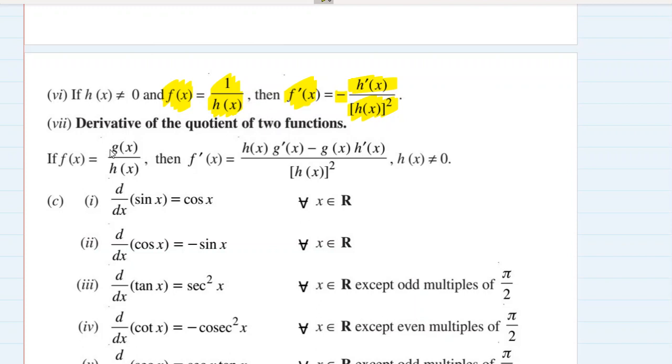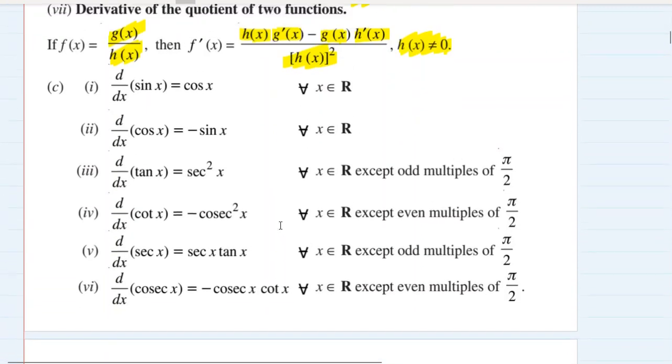Then the quotient rule, the derivative of a quotient of two functions. Two functions are in the numerator and denominator, they are divided by each other. The derivative of this kind of quotient is equal to the denominator multiplied by the derivative of the numerator minus the numerator multiplied by the derivative of the denominator, upon the square of the denominator. This is what you need to apply, but it is applicable only when h of x, that is the denominator function, is not equal to 0.